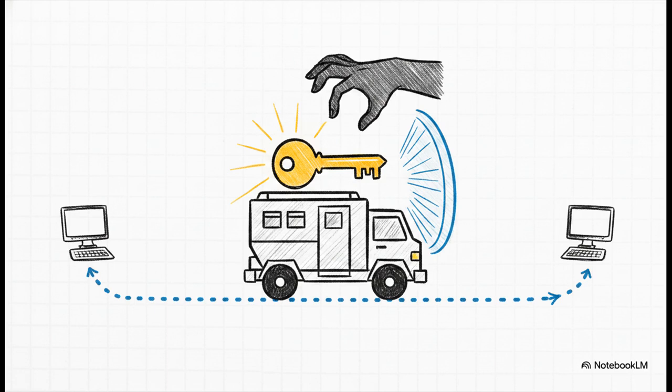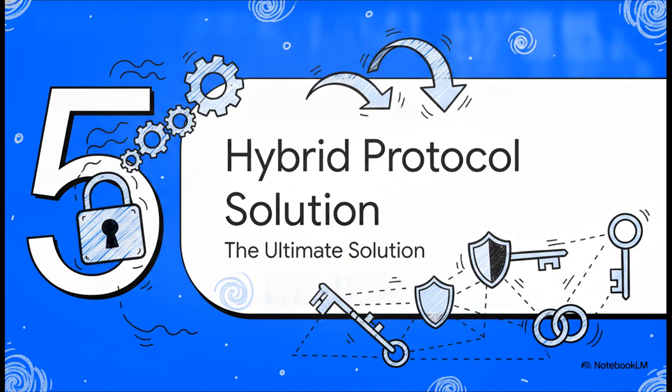And this is exactly where protocols like Internet Key Exchange, or IKE, come into play. IKE represents the modern solution to this very problem. It securely negotiates and distributes the symmetric keys we need for our session before any actual payload data is ever transmitted. And finally, part 5, the hybrid protocol solution.